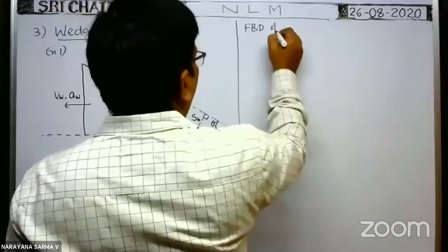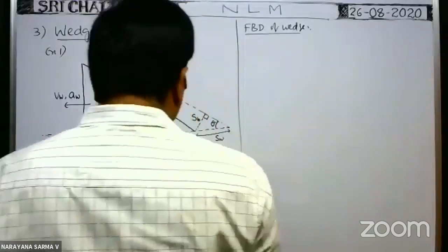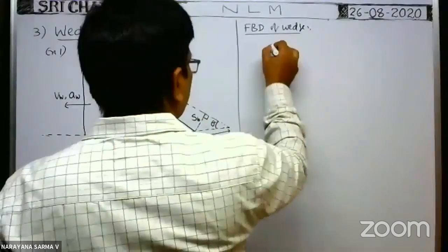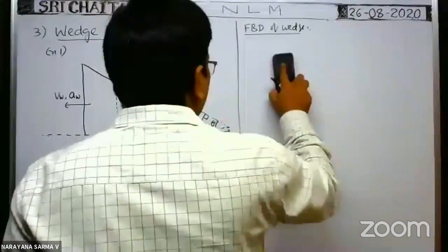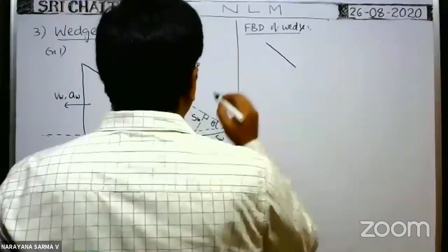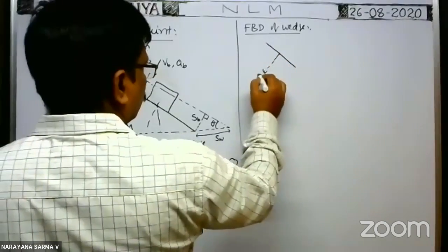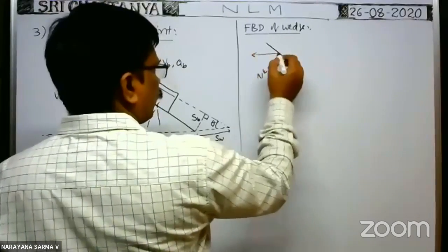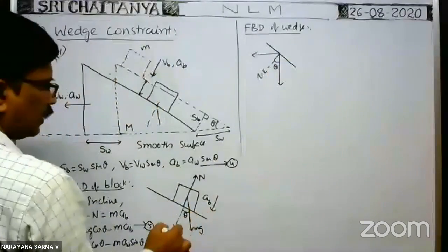Now, the free body diagram of the wedge we have to see first. Here this is the wedge. A free body diagram means we represent it with a dot only. So suppose this is the wedge. On the wedge, no doubt the normal force acts in this direction. When you resolve this normal force into components, one component in this direction and one in this direction, this angle is theta, no?